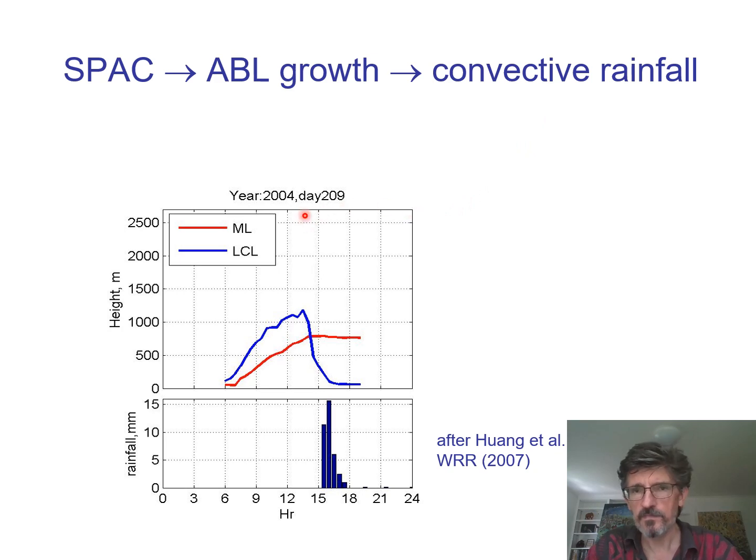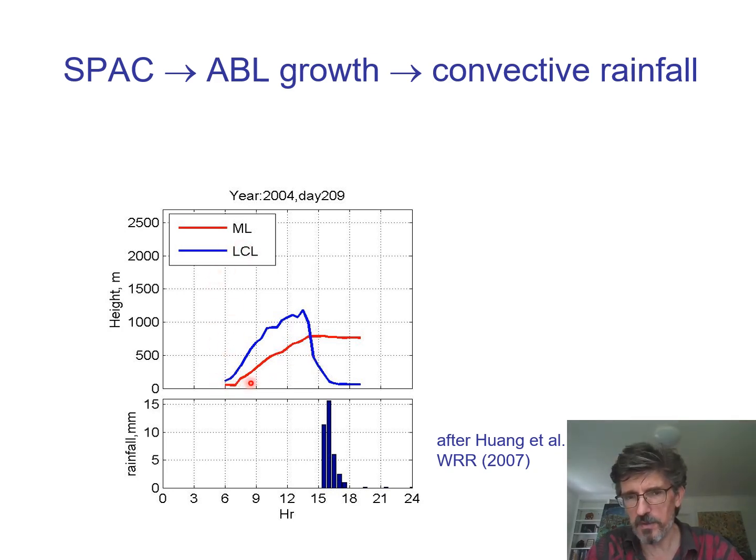So this is a summer day of 2004 over the Duke Forest in North Carolina, where Jenny Wang and Gabi Katul and colleagues measured and reconstructed the growth of the lifting condensation level during the day. So this is sunrise and this is noon. You see that the lifting condensation level is higher, but at some point in the afternoon it tends to go down, and ML stands for mixed layer.